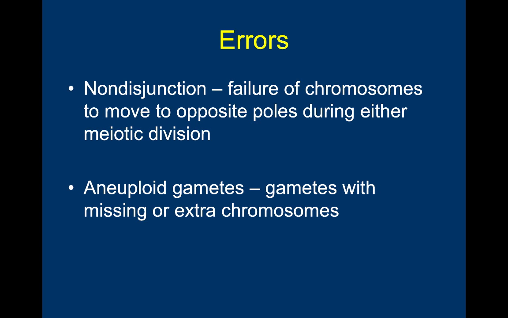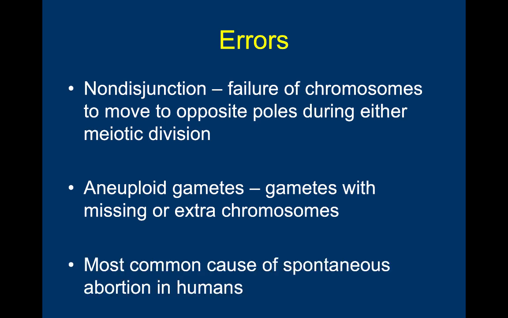And so the most common outcome of fertilization when aneuploid gametes are involved is that the zygote that's produced will die almost immediately, because having extra chromosomes or missing chromosomes is not a way to develop successfully. You've got to have just the right number of chromosomes to be successful as an offspring.